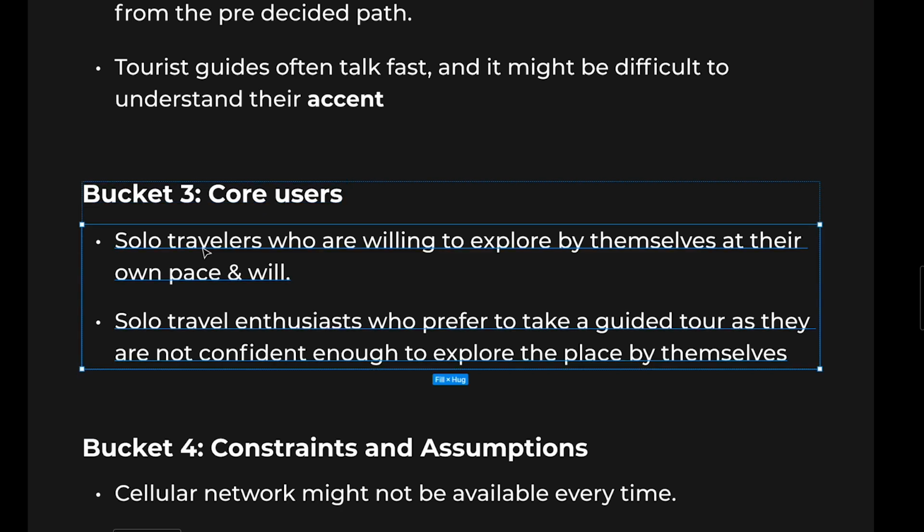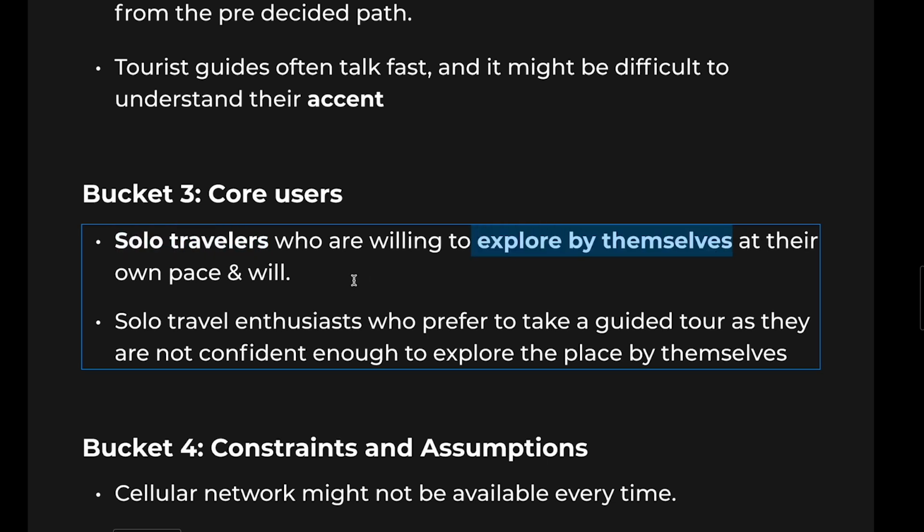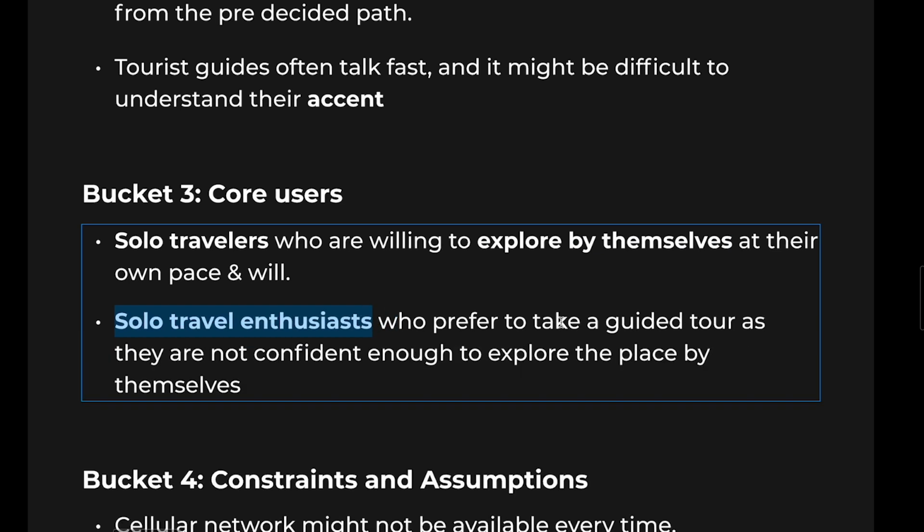So core users: solo travelers. Okay, so he's trying to target solo travelers, which is absolutely fine. Who are willing to explore by themselves, at their own pace and will, which means they don't take guided tours. And then we also have solo travelers who prefer to take a guided tour. These people want to take guided tours as they're not confident enough to explore the place by themselves. So basically he's just targeting two types of people: solo travelers who don't want guided tours and solo travelers who want guided tours.